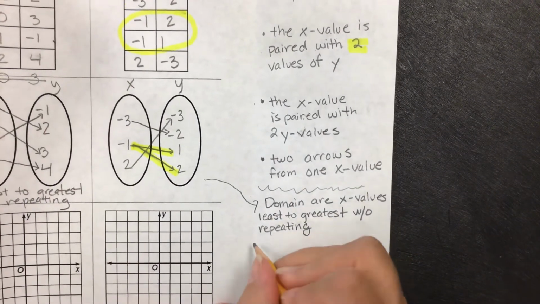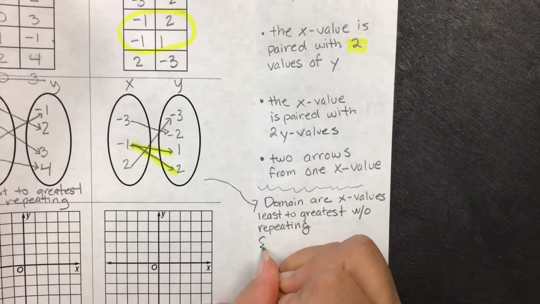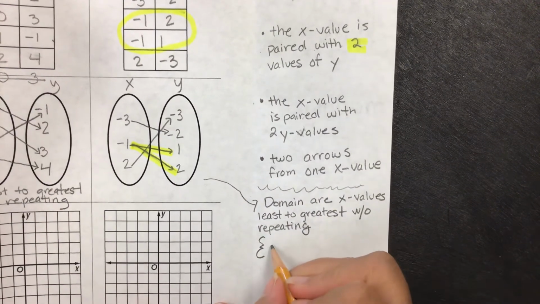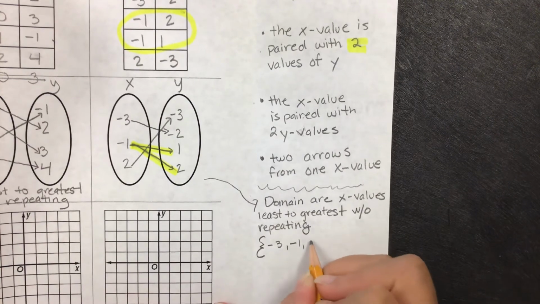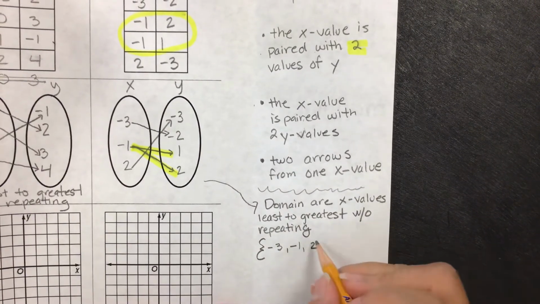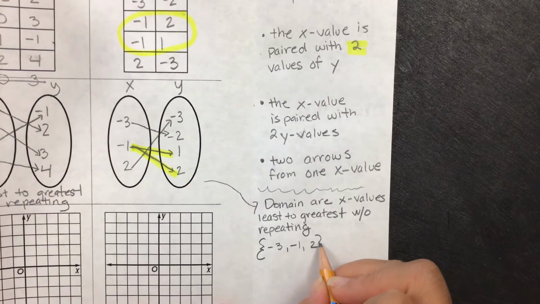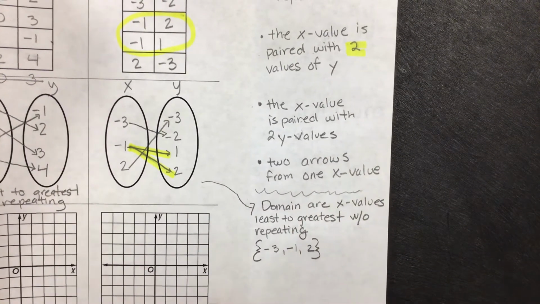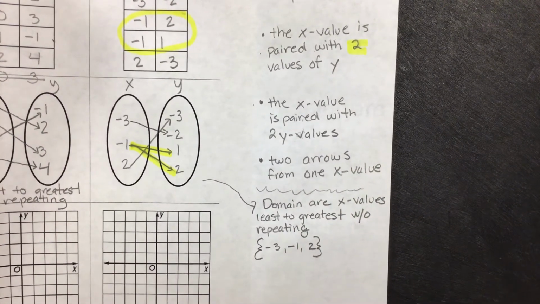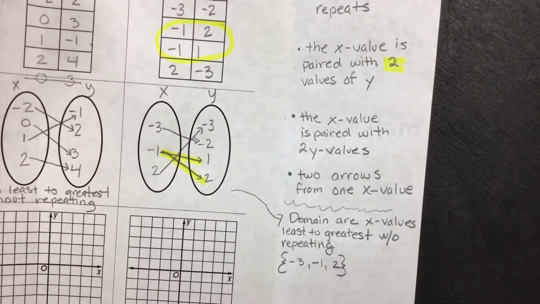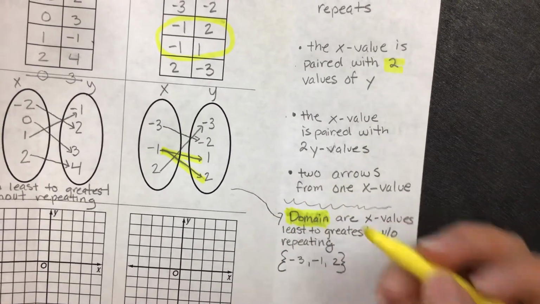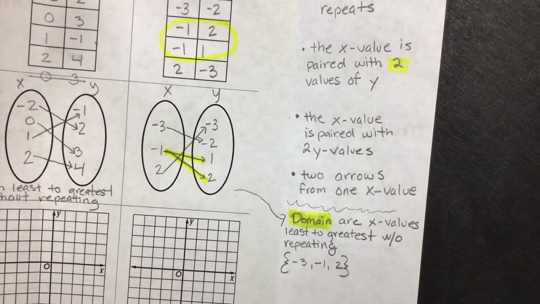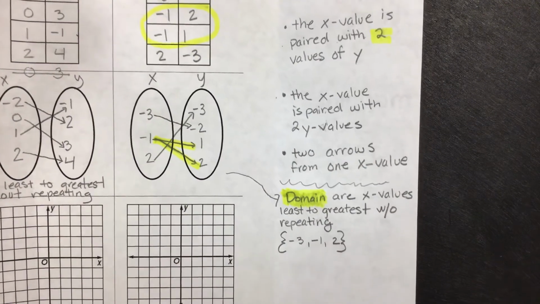They look like this. They have this little bracket notation. And we just write all the x values, -3, -1, 2. So in order from least to greatest and without repeating. And then you just make it again on the other side. And that's considered the domain. Domain is a very important word. We need to know it for this class. We're going to be asked several questions about the domain. And when it says domain, we're just looking for those x values.